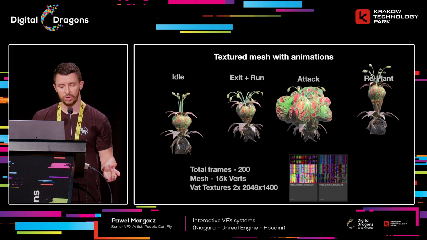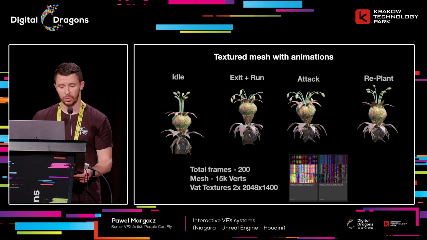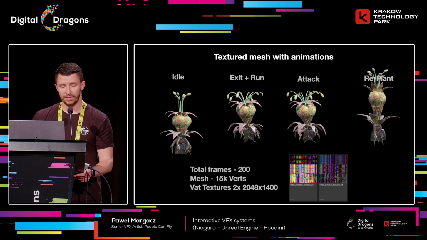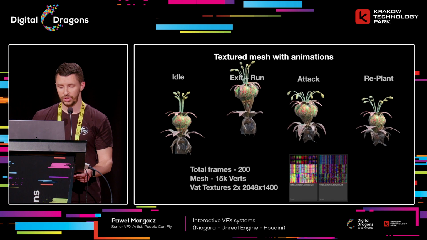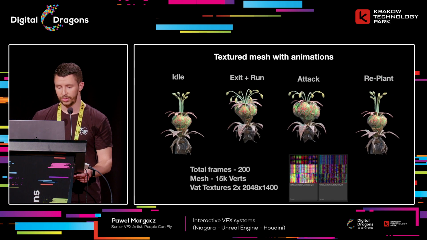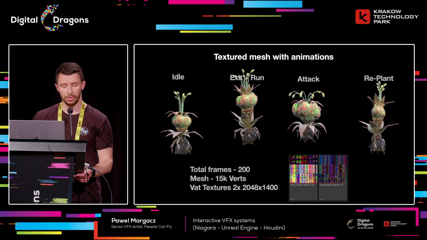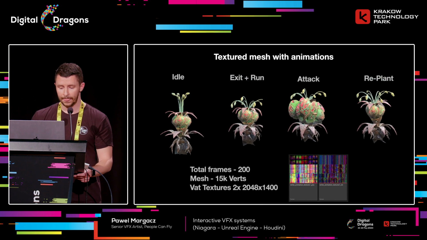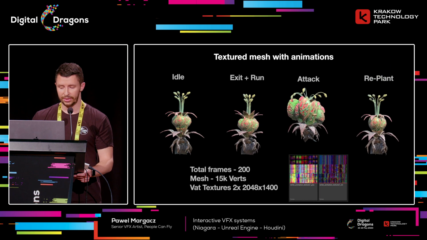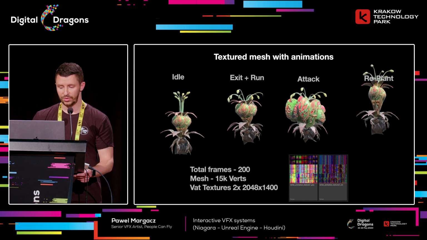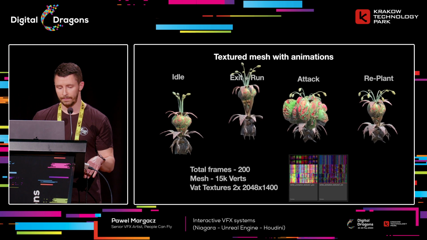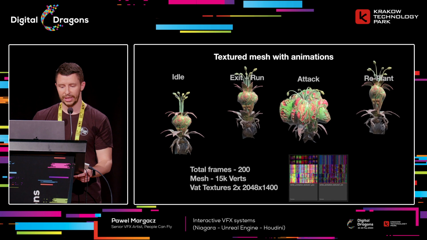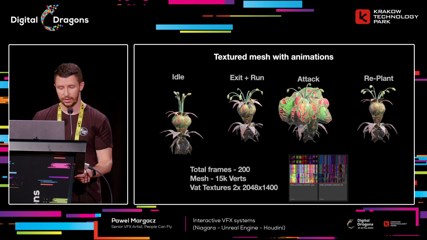However, I did want to push this idea a little bit, so this mesh actually has 16,000 vertices. And as a result, I have 5 animations there. There's an idle loop. I also got the exit from the ground, a loopable run, an attack that's going to include the plant exploding, and the replant, in case the player gets too far away from the plant, so the plant can go back into the ground. And you can see examples of the textures, how they look in the engine, at the bottom of the slide.